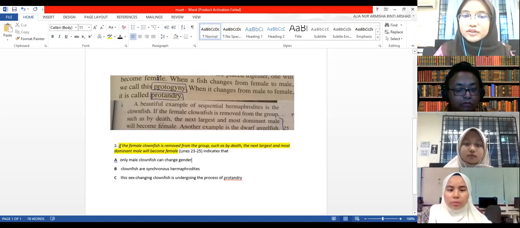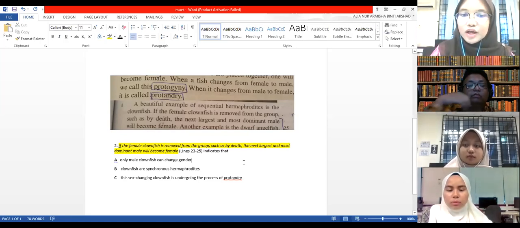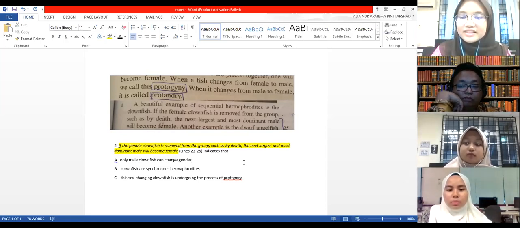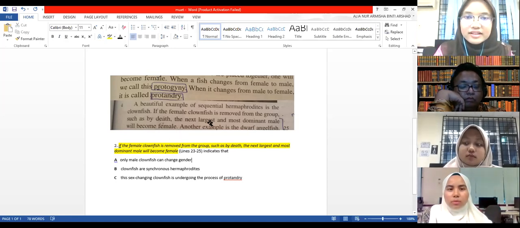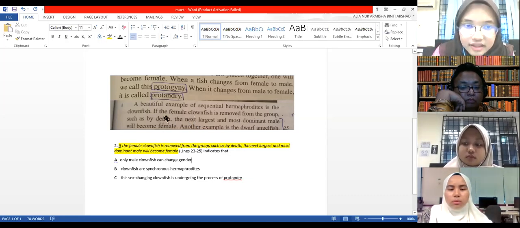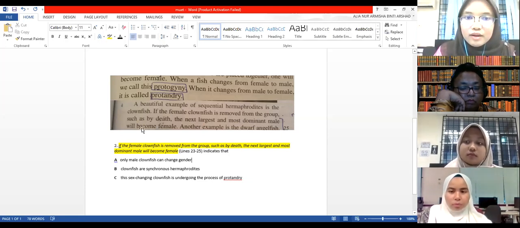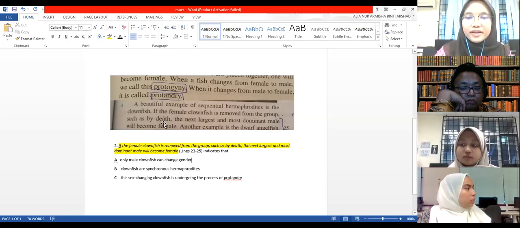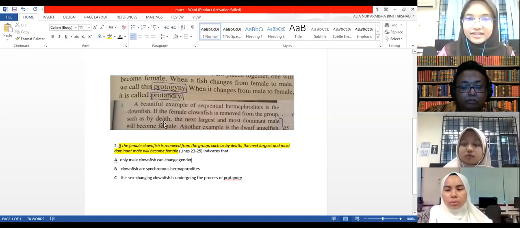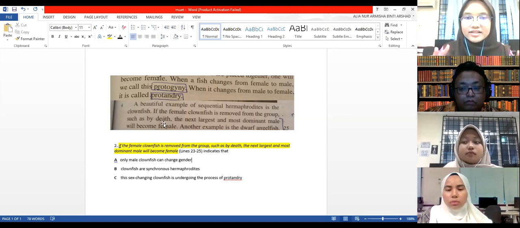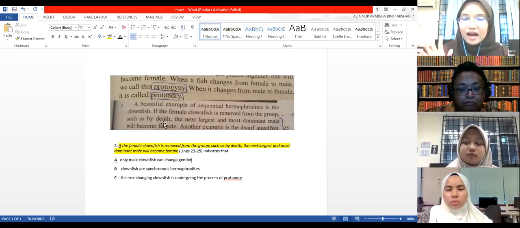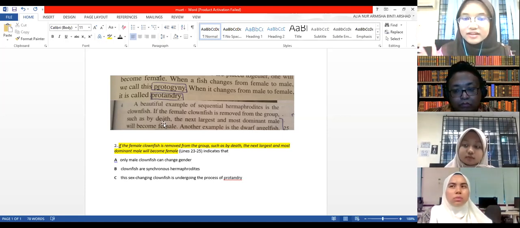Okay. So after you highlight the keyword, you go to the passage and refer to the lines that were stated in the text. The line that was stated in the text is here, that I already captured and put in here. You can see if the clownfish is removed from the group, such as by death, the next largest and dominant male will become female. So you read the full sentence, and you understand what the sentence is all about. And after that, you identify the clues in the text before or after the word.